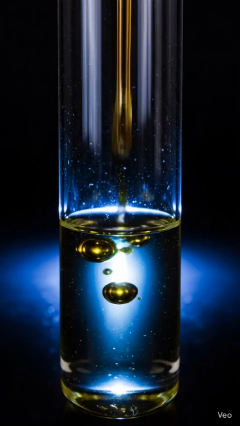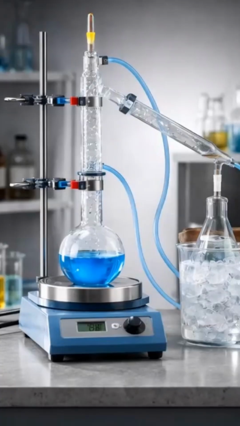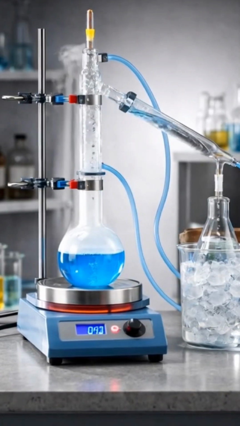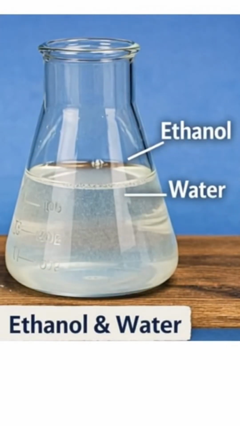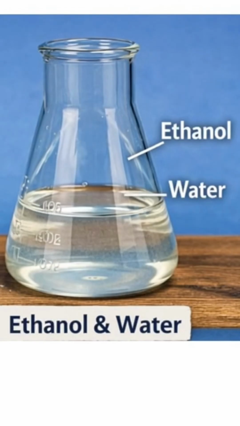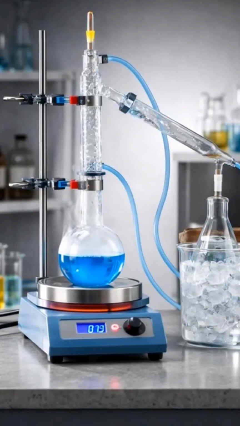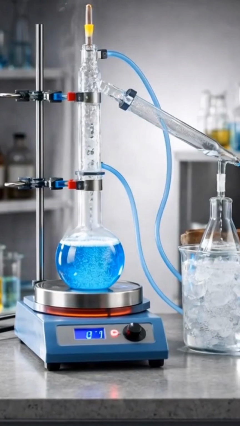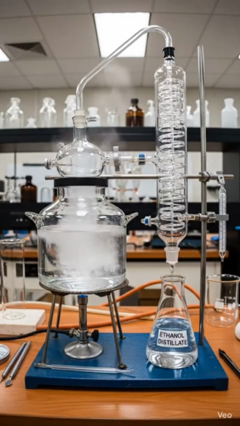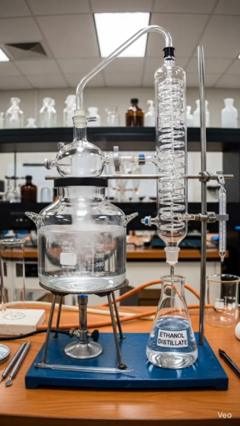But what if a mixture contains two liquids? That's where fractional distillation comes in. Imagine a mixture of ethanol and water. They both evaporate, but at different temperatures. As the mixture is heated, vapors rise up a tall column that is hot at the bottom and cooler at the top. Each liquid condenses at a different height depending on its boiling point.